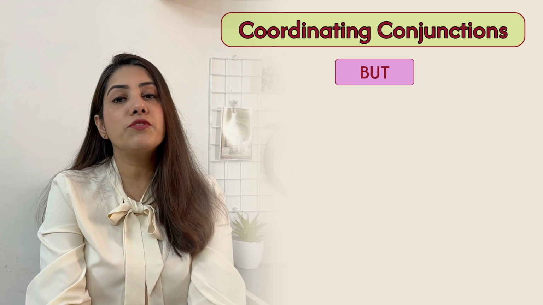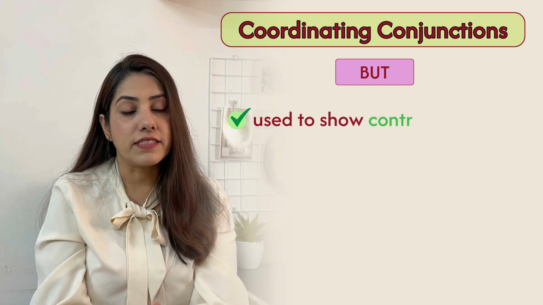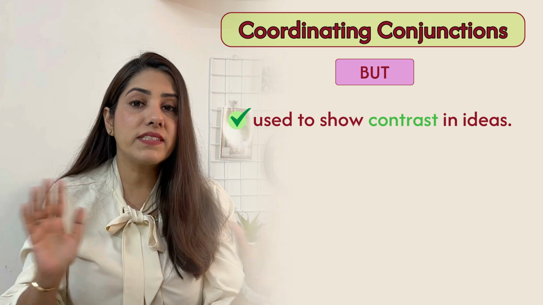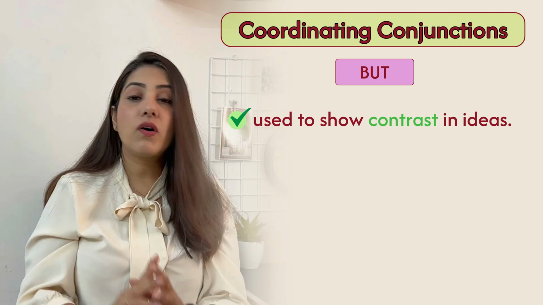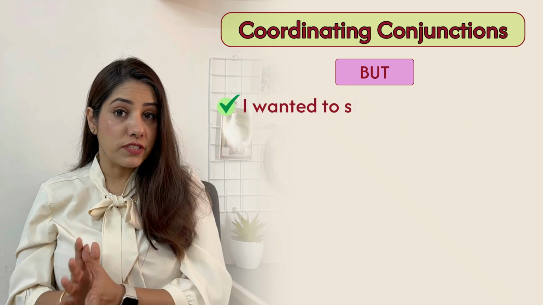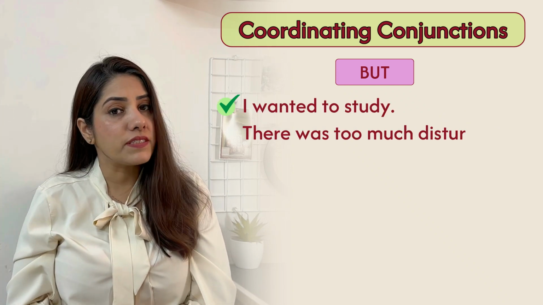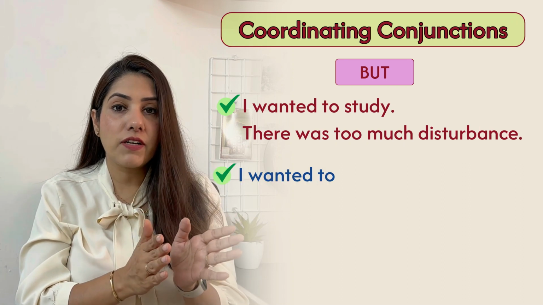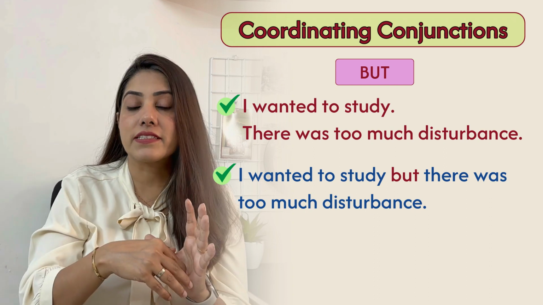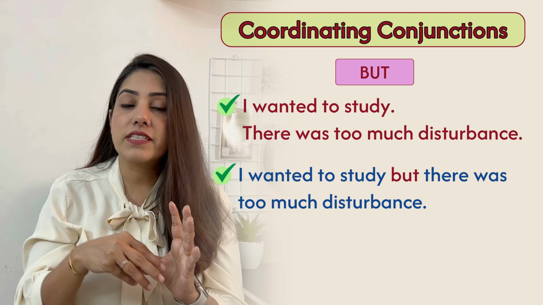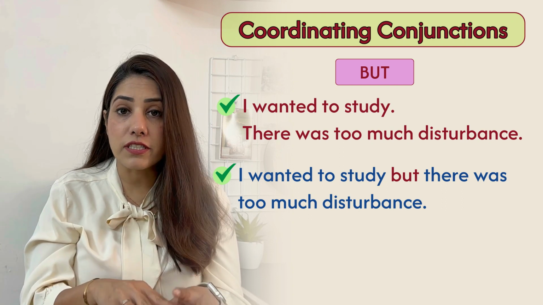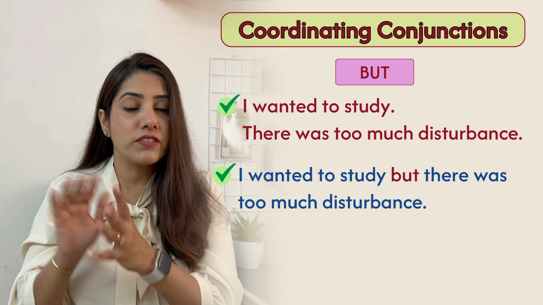But is used to show contrast in ideas. So one idea can be positive, another can be negative. There is always a contrast in the ideas, or there is a contradiction. Take for example, I wanted to study, there was too much disturbance. So one is a positive idea, I wanted to study. Another idea is contradicting it, affecting it in a contradictory manner. There was too much disturbance. I wanted to study, but there was too much disturbance.